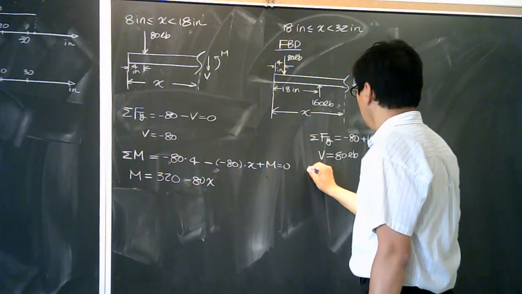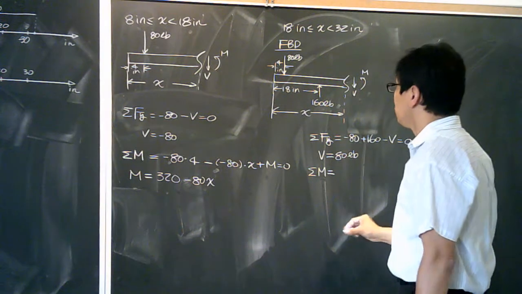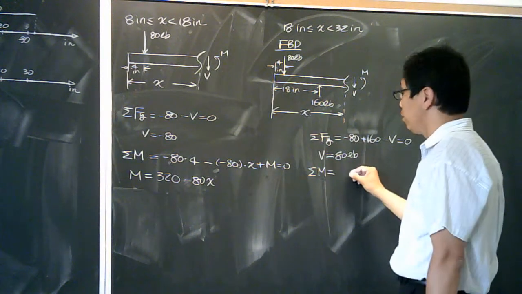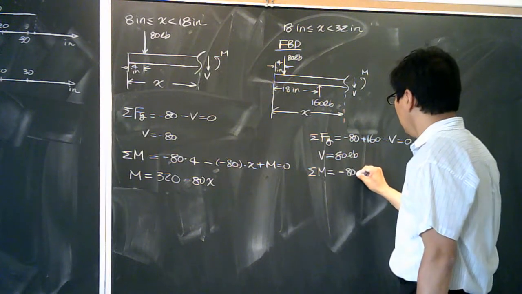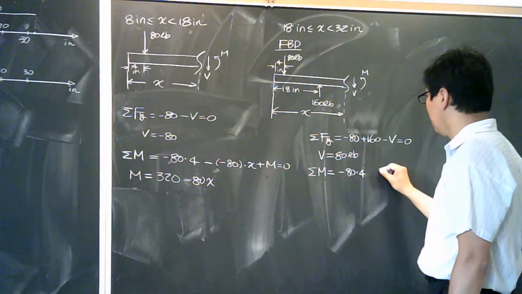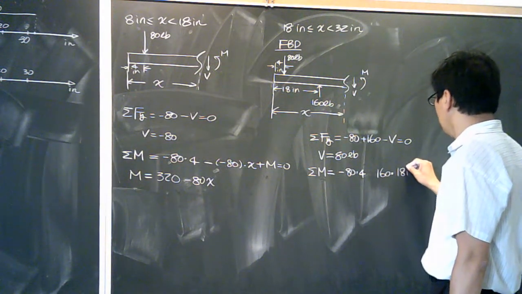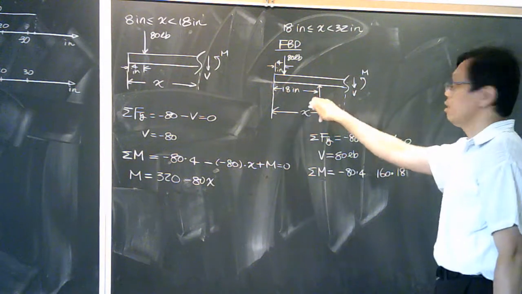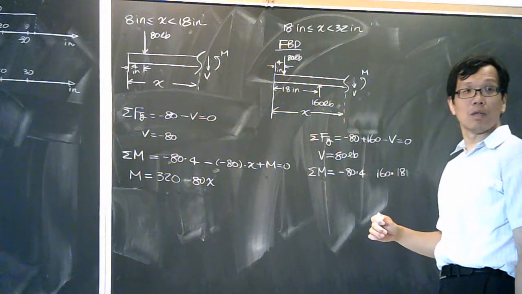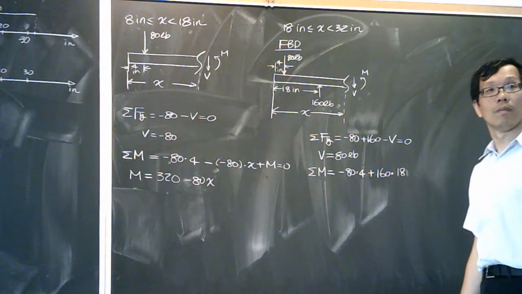Okay. I also need to do the moment equation. The moment equation still starts from the left end, which is going to be negative 80 multiplied by 4 inches, and 160 multiplied by 18 inches. In this case, the 160 is going to be positive because it's counterclockwise, right?